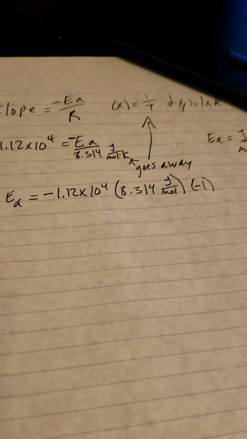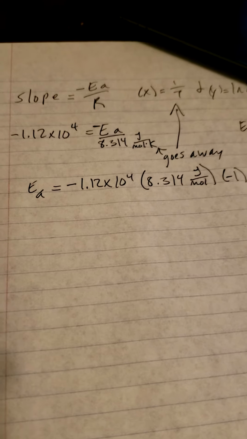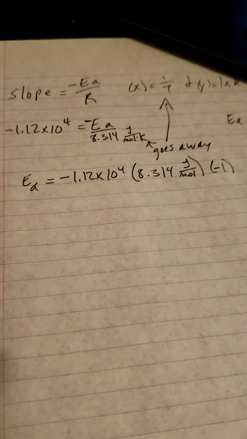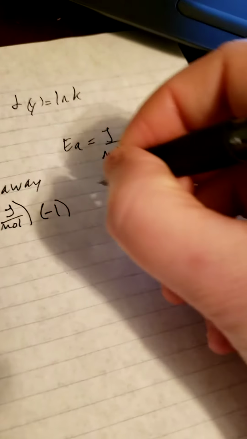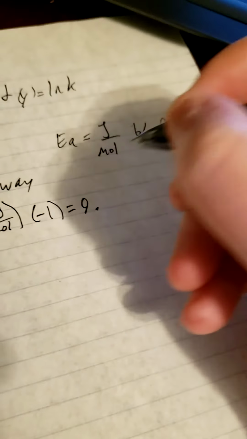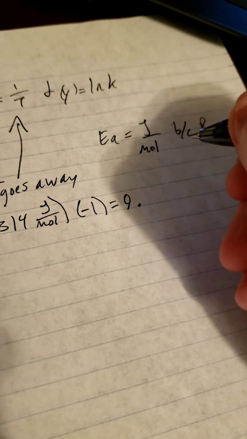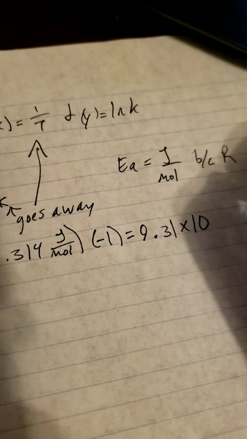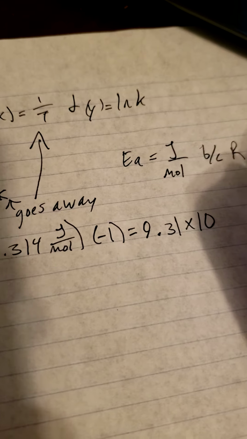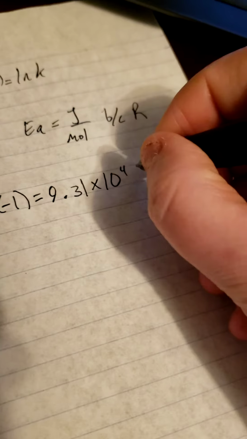Okay, so I'm going to get my calculator, which you should have too. I'm going to keep the camera on this while I do it over here. So negative 1.12 e to the 4th times 8.314 times negative 1. And I get a very large number. I get 9 points, let's hold on to 3 sig figs, so 9.31 times 10 to the 4th joule per mole.